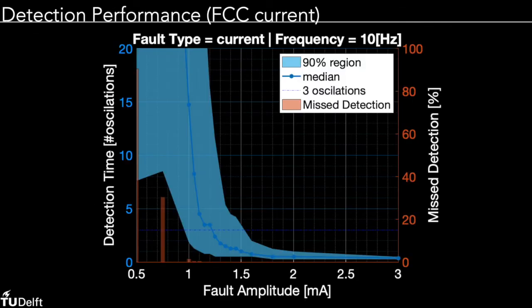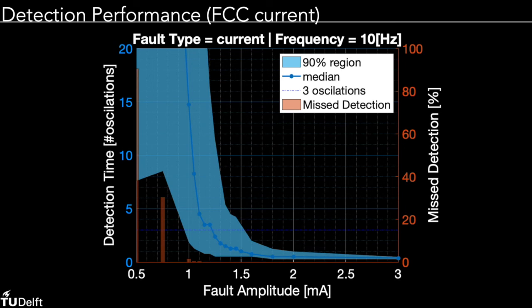First, we look at the fault type that has proven the most difficult to detect, which is the liquid fault at the highest frequency of 10 Hz. Here the fault is in the current commanded from the flight control computer. On the x-axis, we have a range of fault amplitudes, here in milliamperes, for which on the blue axis we show the detection time in number of periods, where the median is shown as a line with indicators for the data points, and a 90% region is drawn around it. Furthermore, the 3-period detection requirement is shown as a reference.